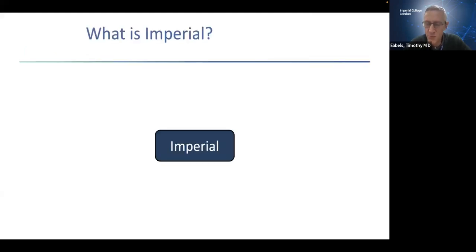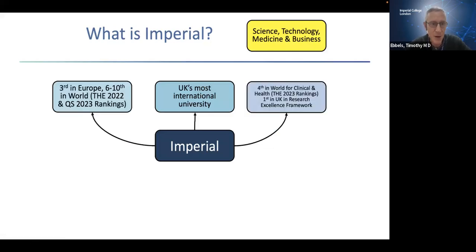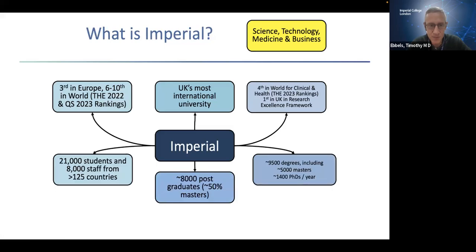So what's Imperial? Imperial College London is one of London's big universities. It's the only university in the UK to focus specifically on science, technology, medicine, and business. It's often considered the UK's most international university, and you'll see some statistics for that in a moment. We're very highly ranked in the world, if you believe in things like rankings, so 3rd in Europe, in the top 10 in the world, for both overall and especially for clinical and biomedical research.